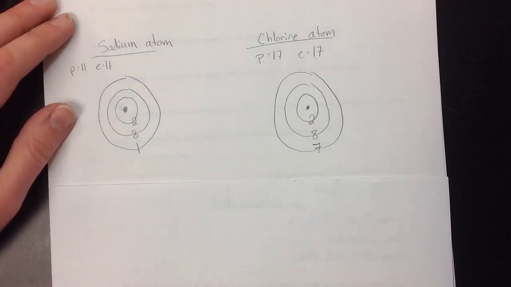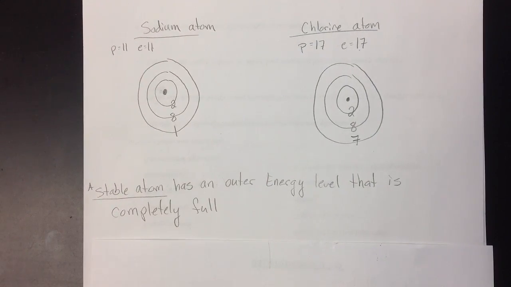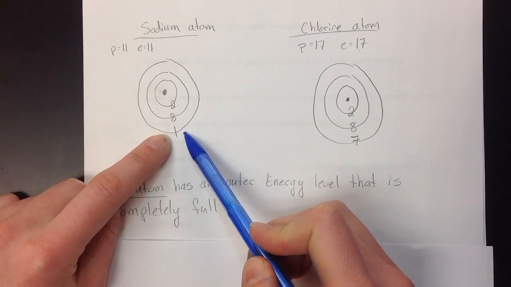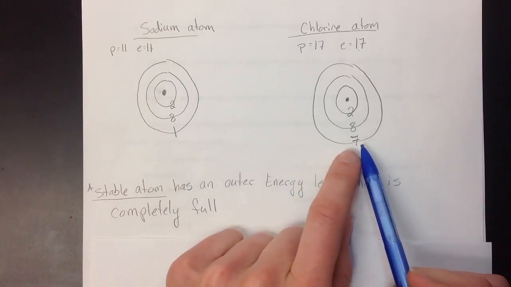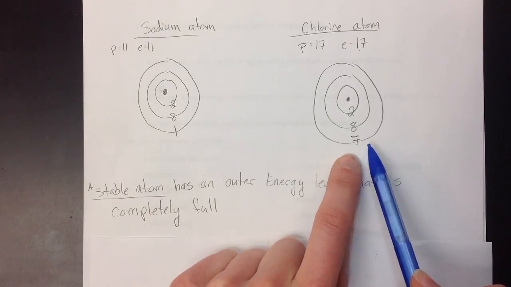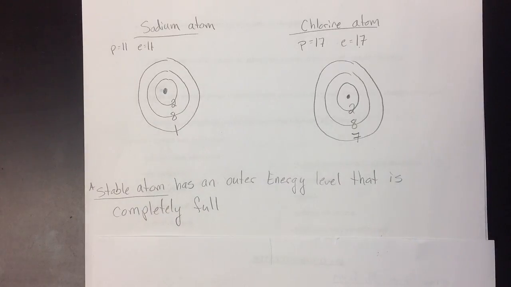Now, your atoms are stable when they have a completely full energy level, your outer energy level. So in this case, this one's our outer one right now. I only have 1 electron in it. It could hold up to 8. So this is not filled. This one here only has 7. This could also hold up to 8. It's not a filled energy level. So technically these two atoms are not stable because they don't have a full outer energy level.